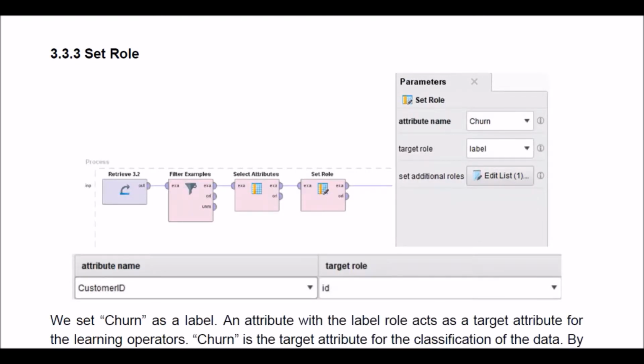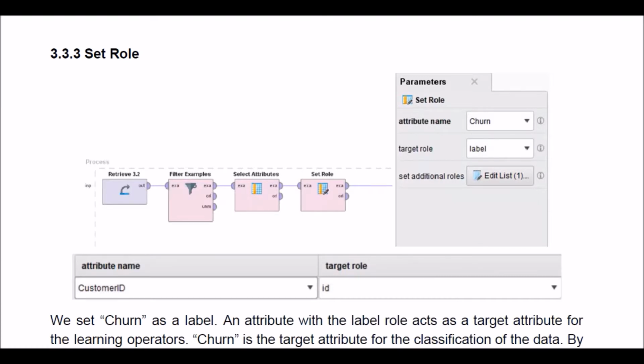So, for 3.3.3, we have set role. We set churn as a label. An attribute with the label role acts as a target attribute for the learning operators. Churn is the target attribute for the classification of the data. By setting it as the target attribute, we are able to separate the data into those customers that have churned and those that are loyal. Classification of such data will help us in providing recommendations on maintaining customer loyalty.